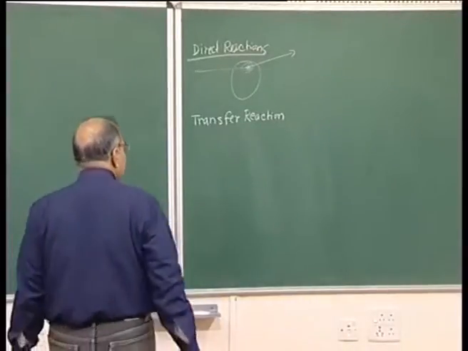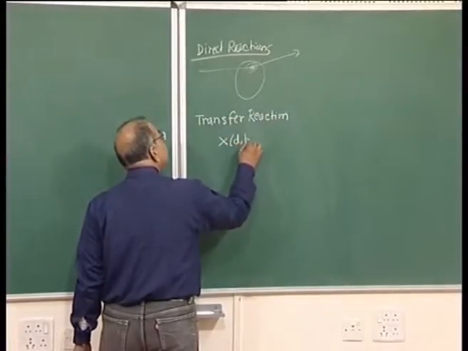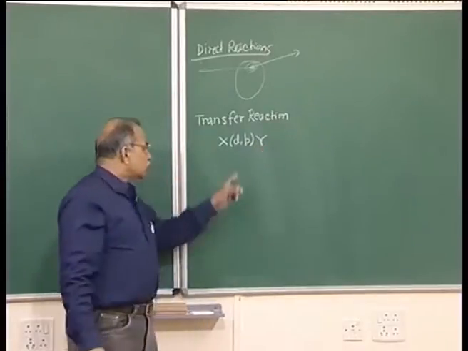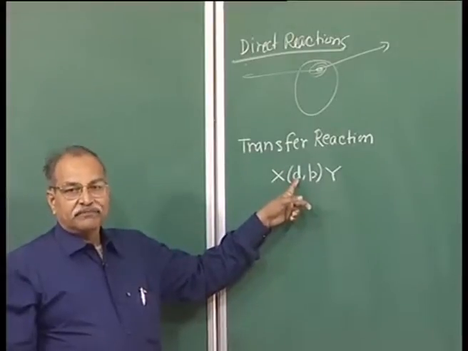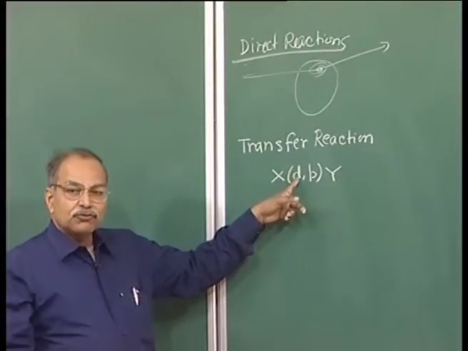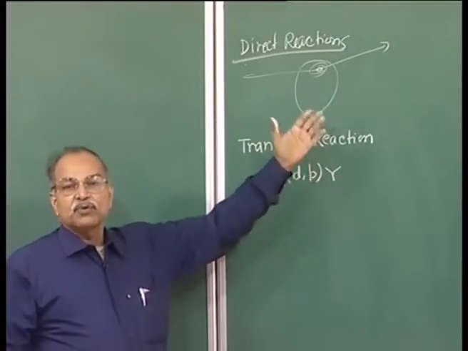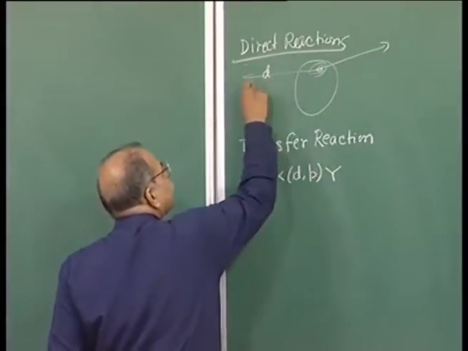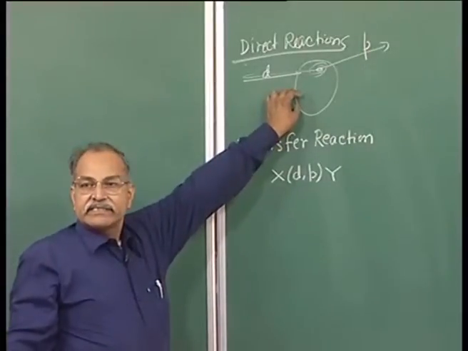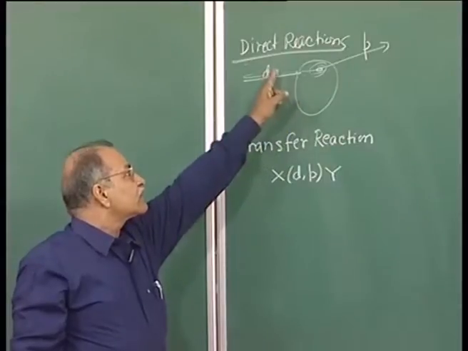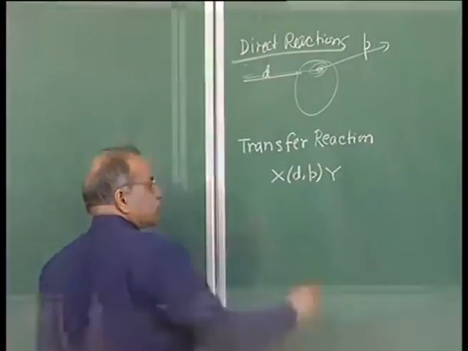For example, you can have what we call d,p reaction, d p y. So, a deuteron falls on the nucleus X, deuteron is a neutron and a proton, and then it transfers the neutron to this target X, making it Y, and the proton goes out. So, the deuteron is coming in and a proton goes out. So, the neutron is absorbed here. So, it is transfer of neutron from this D to this target. Sometimes it is called stripping reaction.